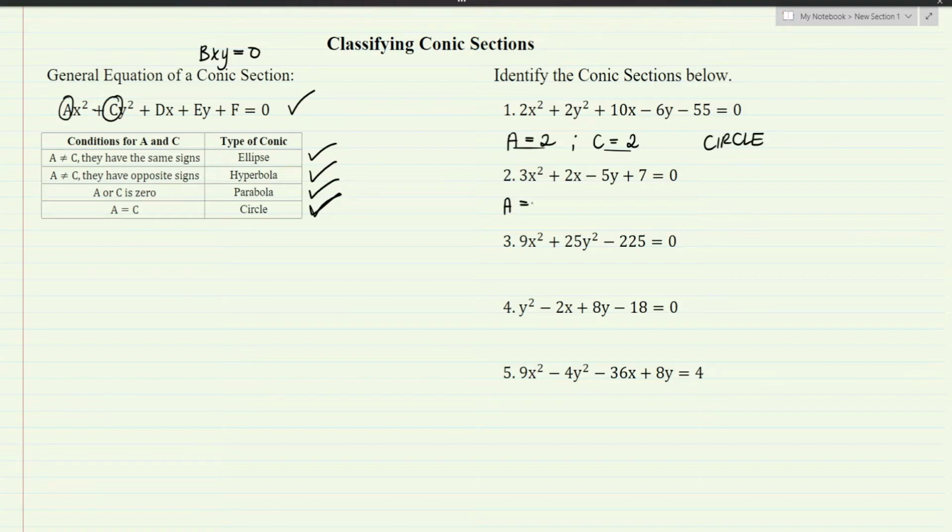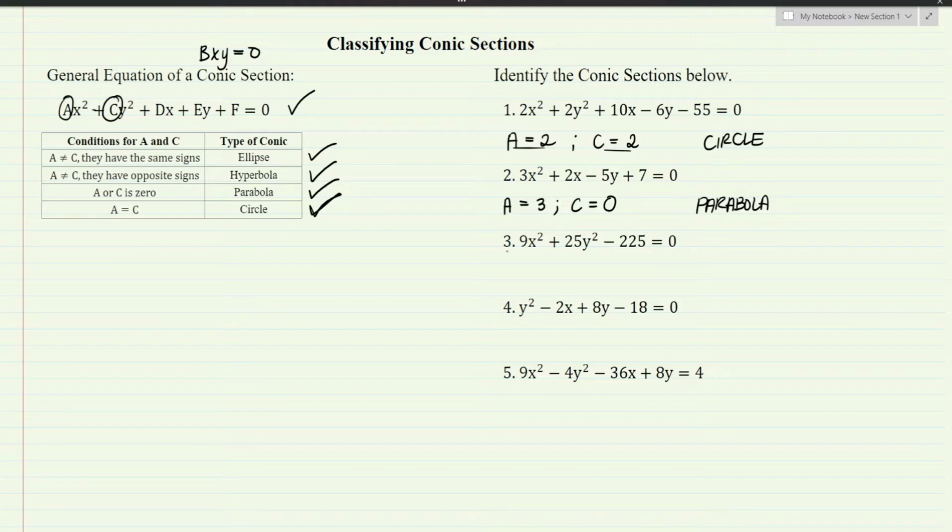Now for number 2, coefficient A would be equal to 3 since it is the coefficient of x squared. Now, for coefficient C, if you take a look at the equation, we do not have a term containing y squared, so it means C is 0. Now, if either A or C is 0, again, that would be a parabola. So this conic section is a parabola.